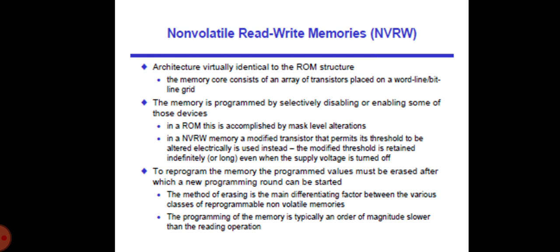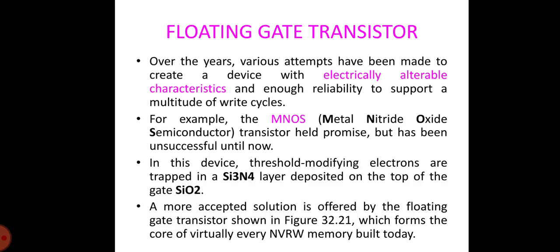The programming of memory is typically an order of magnitude slower than the reading operation. Now we'll start with the floating gate transistor, which is the device at the heart of the majority of the reprogrammable memories. Over the years, various attempts have been made at devices with electrically alterable characteristics and enough reliability to support a multitude of write cycles. For example, the MNOS, that is the metal nitride oxide semiconductor transistor, held promise but has been unsuccessful until now. In this device, the threshold modifying electrons are trapped in a Si3N4 layer deposited on top of the gate SiO2.